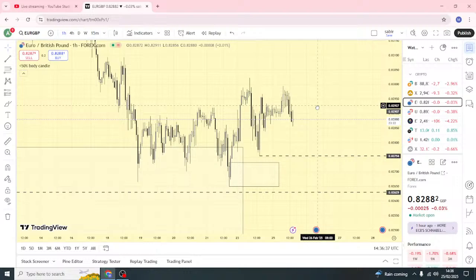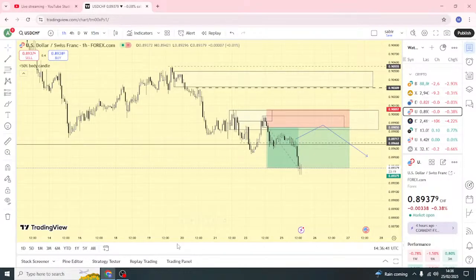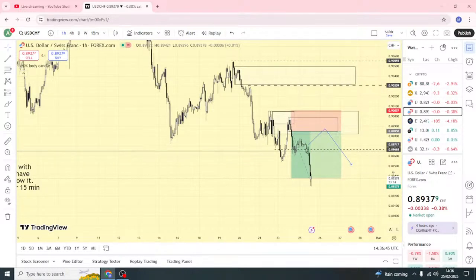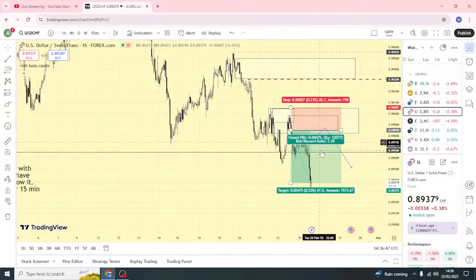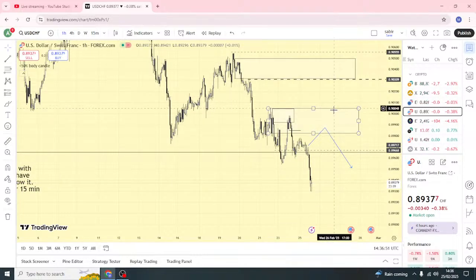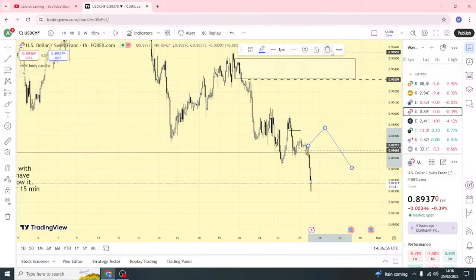Okay guys, let's look at USD CHF, very clean price action guys. We hit our TP. Let me clean the chart for all of you guys. Let me check a bit. I can explain every single trade for all of you guys.